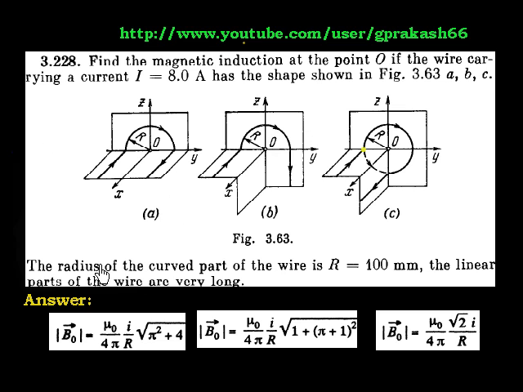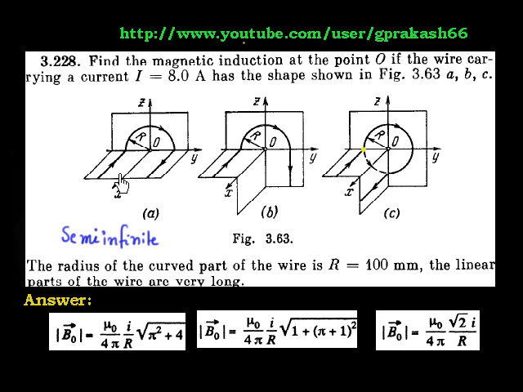Now the next part says the radius of the curved part is R, capital R. So the radius is given to you. And the linear parts of the wire are very long. So this part is very long. Let us assume in this direction it is infinite, but in this direction it can't be infinite. So this is the same infinite wire. So one thing is clear: these wires are basically semi-infinite wires. So I will assume this is a semi-infinite wire. Are you getting or not?